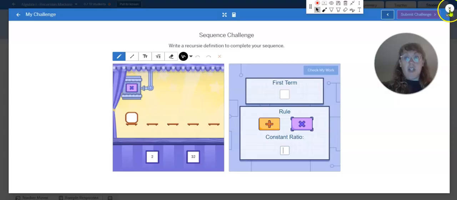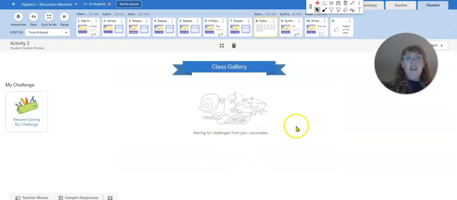After you submit your challenge, it's going to show up here, and you're going to be able to do one of your classmates' challenges on slide 8. So if you get to this slide and you're one of the first students here, you might want to pause and just wait for some other students to work through the assignment so you can have some challenges to choose from.